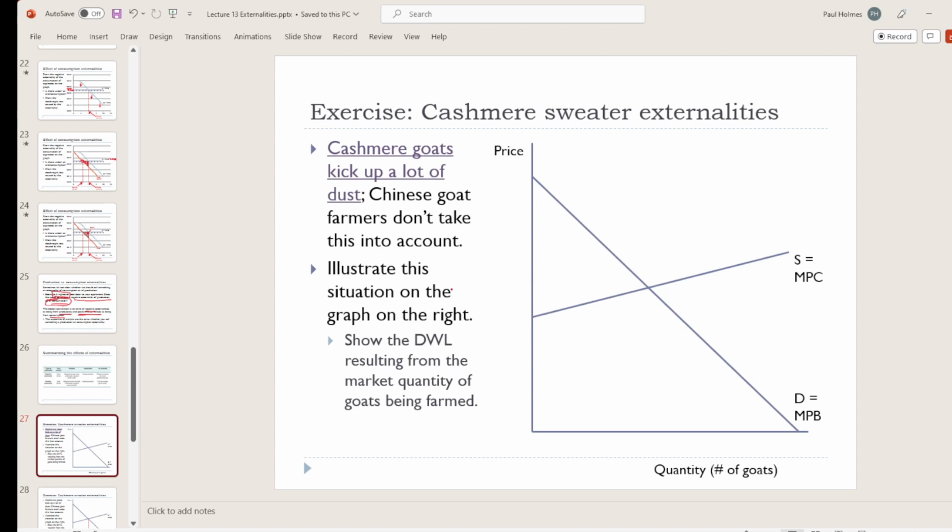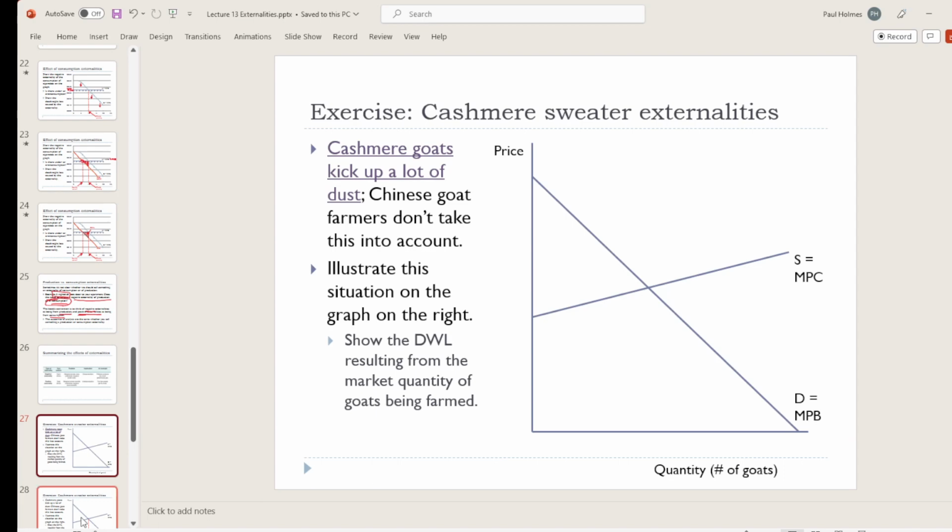Okay, so we're going to analyse the situation that's described in the video. We've got these cashmere goats that kick up a lot of dust, that has a real cost for the rest of us in society, and we want to illustrate this effect in our supply and demand model.